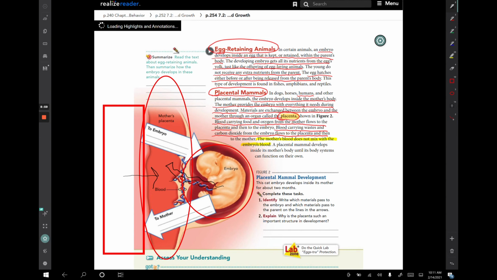So as we can see here, there are three different ways that embryos develop. We have those animals that will lay eggs outside of the body, and then the embryo develops within that amniotic egg and then hatches. Similarly, we have the egg-retaining animals in which the offspring develop fully within the egg using its nutrients, but the egg is kept or retained inside of the animal. And then we have placental mammals where there's no egg. The embryo actually develops inside the mother's body, and there is exchange of nutrients and wastes through this specialized organ called the placenta.